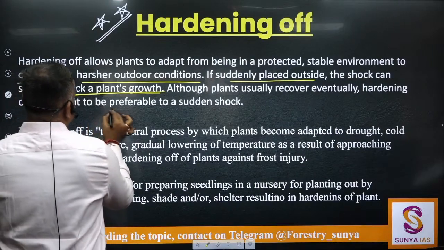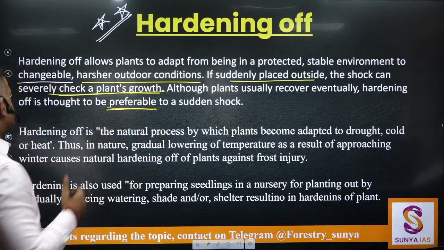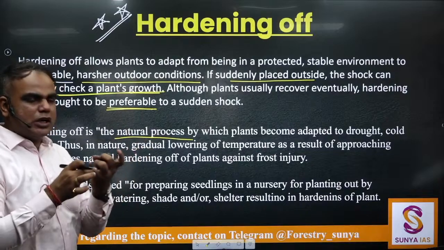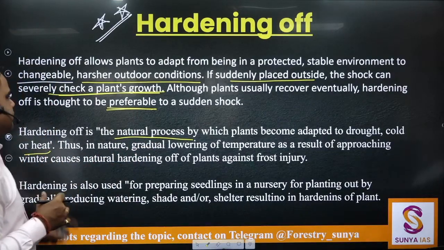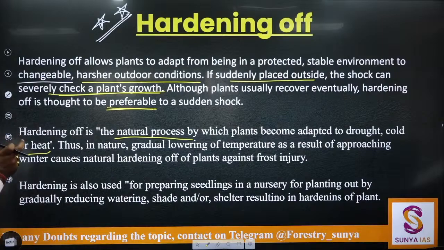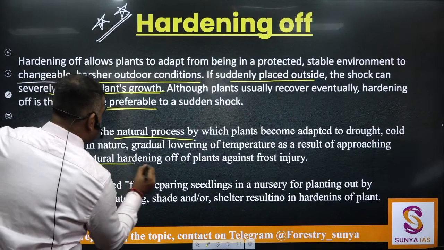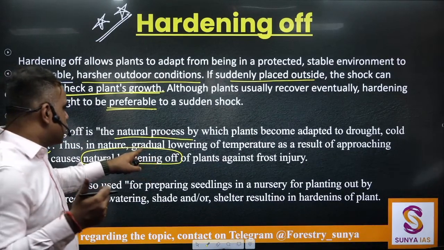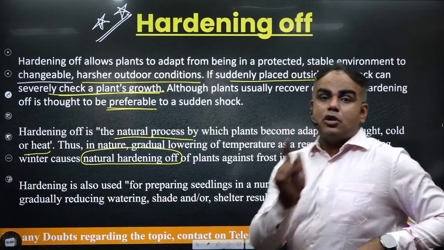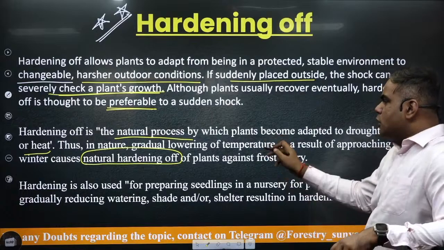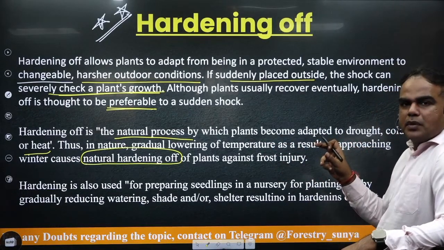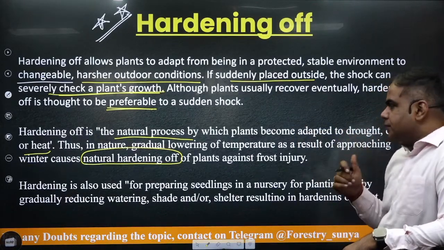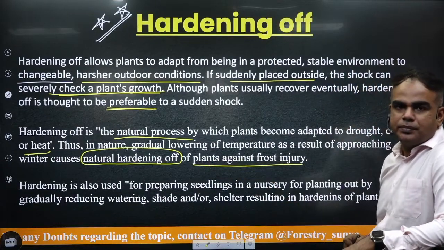So hardening off is overall a preferable mechanism. What is this? It's a natural process by which they become adapted to harsher conditions, be it drought, cold or heat. There can be a natural hardening off also. Now if you see this line, this will make more sense to you. Gradual lowering of temperature, I'm not saying rapid will be problematic, gradual lowering of temperature as a result of approaching winter will cause natural hardening off. So slowly and steadily the plant is going to adapt against frost injuries.